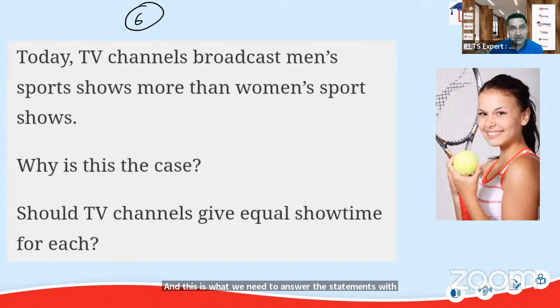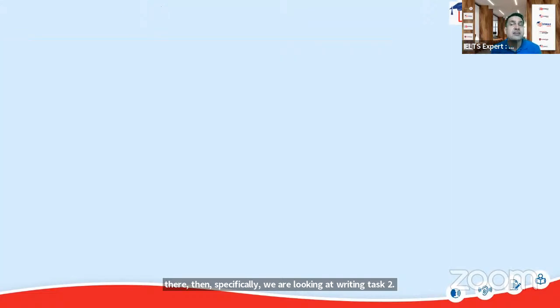So far, we looked at the writing section: 60 minutes time, two tasks are there. Then specifically, we are looking at writing task 2. Then we looked at all the essay types. Now, let's try to put the information together. If we put all the essay types under categories, there would be 3 categories, and you would see certain keywords under each category.